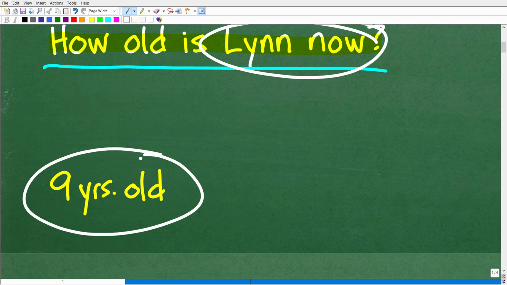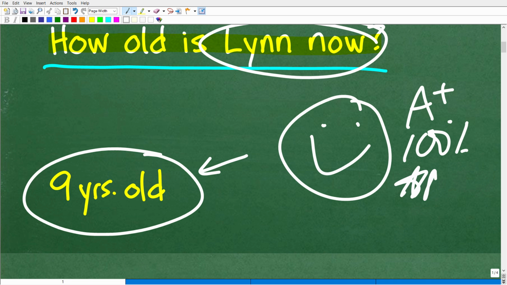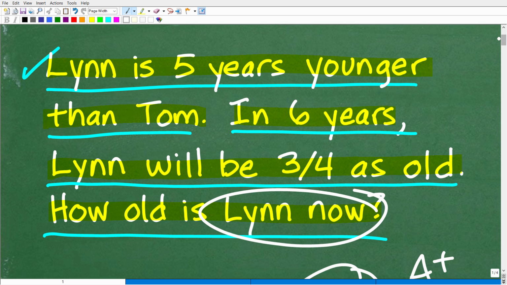Okay, so how did you do? Well, if you got this right, we have to celebrate by giving you a nice little happy face and A plus, a 100%, and multiple stars. So you can brag to your friends and family that indeed you are a certified professional expert in solving math word problems that involve age.